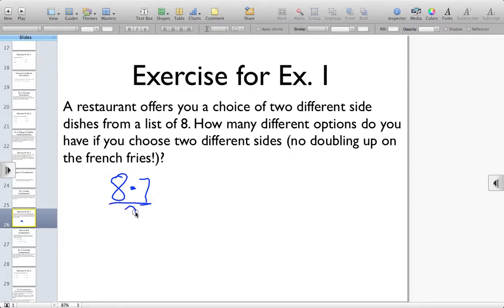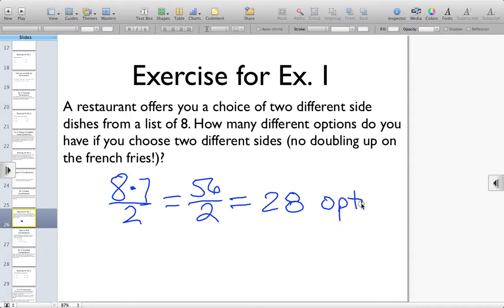So let's divide that list in half. 8 times 7 is 56, but I'm taking 2 at a time, and I'm not worried about the duplicate orders because it's the same 2 sides, whether I got the French fries first and then the mashed potatoes, or the mashed potatoes and then the French fries. Apparently, I'm really hungry for potatoes in this example. So again, the order not being important, I'm just looking at, did I get these 2 choices? That gives me 28 different possibilities of the side dishes.